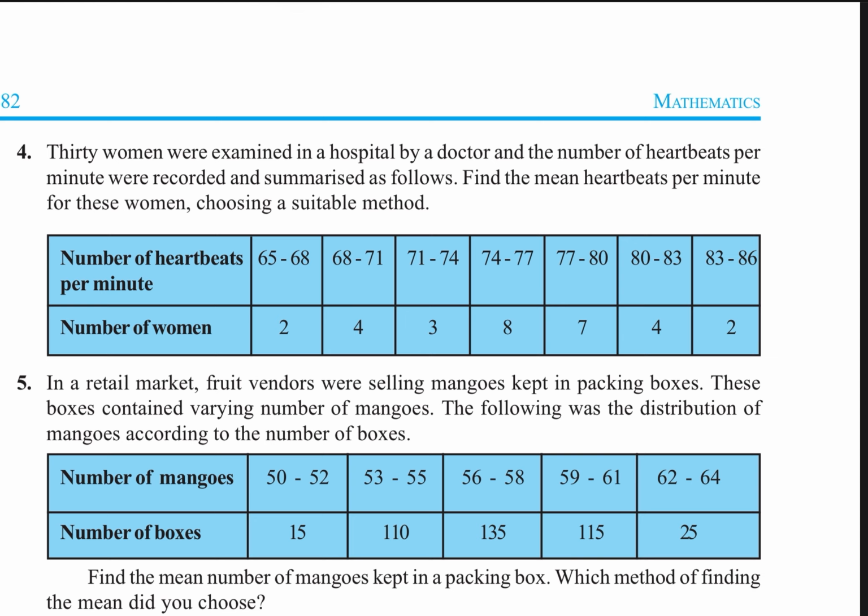So choosing a suitable method, you have to choose any suitable method. Here we'll choose the step deviation method. You can do it by using the direct method, the assumed mean method, or the step deviation method. Since I have taught you direct and assumed mean, here I am going to teach you the step deviation method. So this is the data. I hope you note down the question, and we'll solve it now. What they have given in the table is the number of heartbeats per minute.